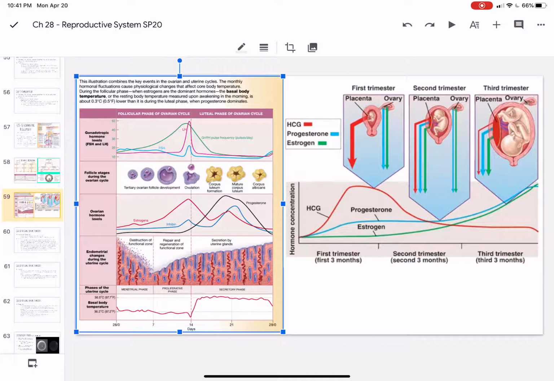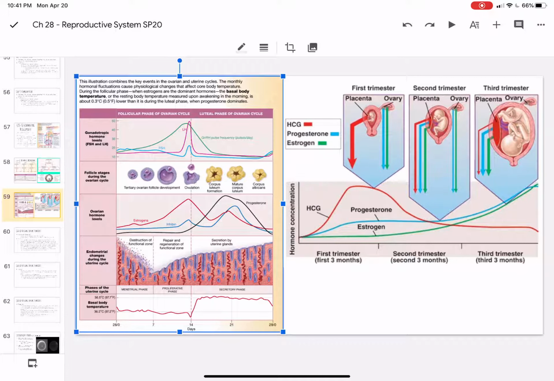Then you have what's happening at the level of the uterus. So what does the endometrium look like? What does the functional layer of the endometrium look like during the uterine cycle? You start with the menstrual phase, then you start to build up again during the proliferative phase, then you have ovulation, then you have the secretory phase.